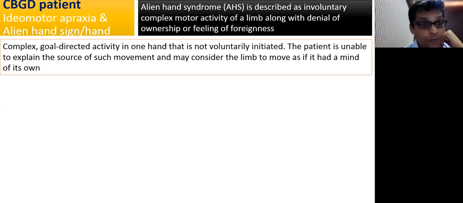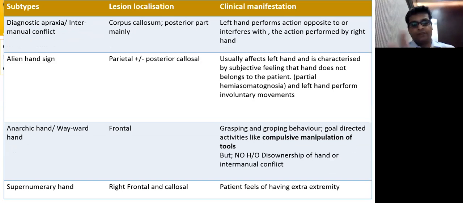There are various types of alien hand. I will spend some time here because the concept of alien hand is very difficult to understand from the books. Let's divide alien hand into three types: parietal, frontal, and callosal. The parietal alien hand is of two types: typical parietal alien hand and atypical parietal alien hand. What we saw in this video is typical parietal alien hand, which usually affects the left upper limb.